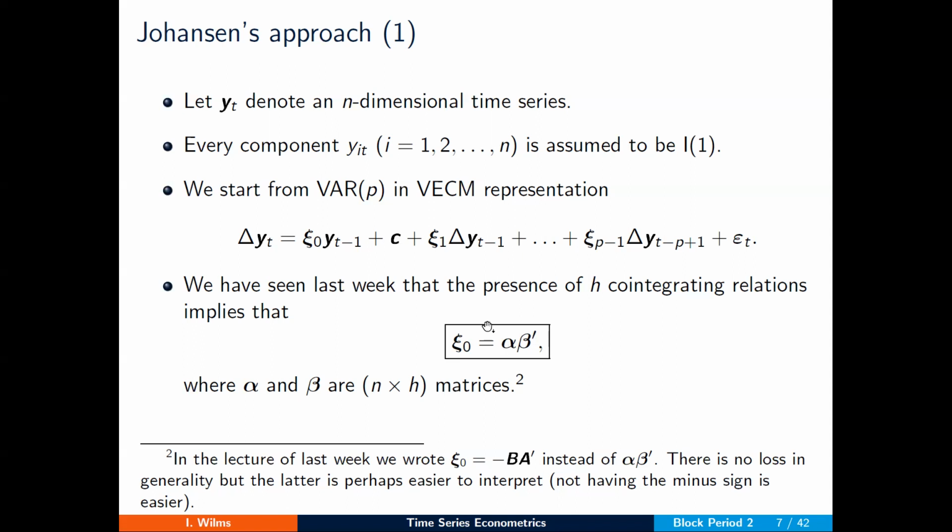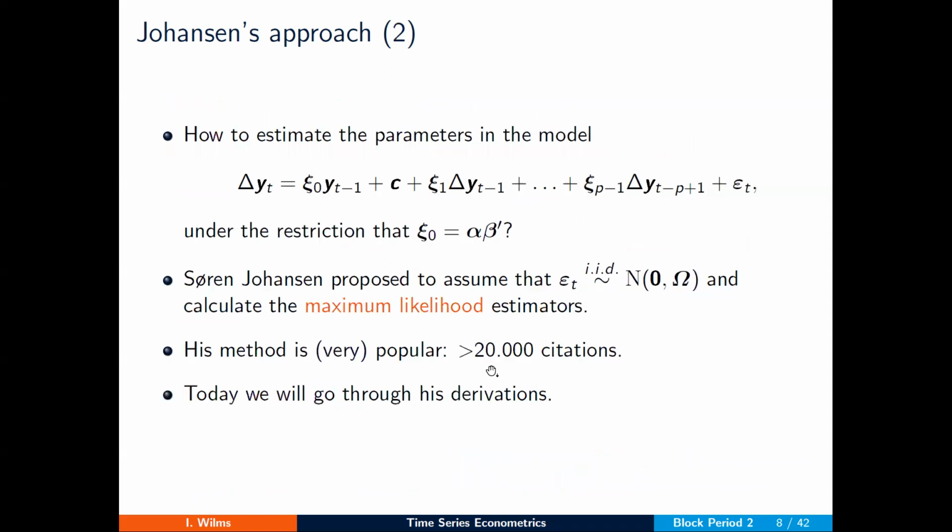Now, how will we estimate the parameters in our model, subject to the restriction that there are h co-integration relations? Well, we will use maximum likelihood estimation, namely Gaussian maximum likelihood. So we will work with a normal distribution for our error terms. And today we will go over the derivations of the maximum likelihood estimator.